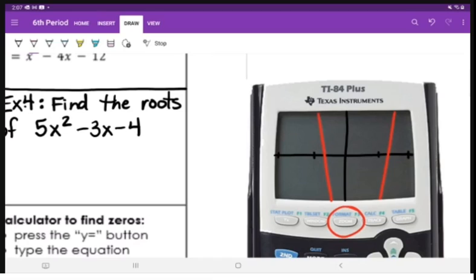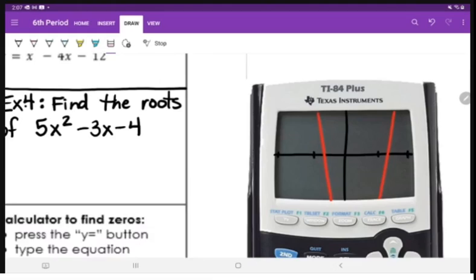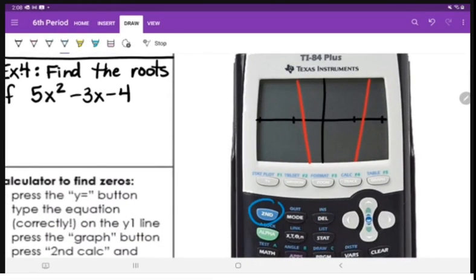So go to your table. How do we do that? We hit second table. It's the top. Let me erase this and write it again. It's this button, second, and then the top right button for table. So second table. Absolutely. So scroll up and down.